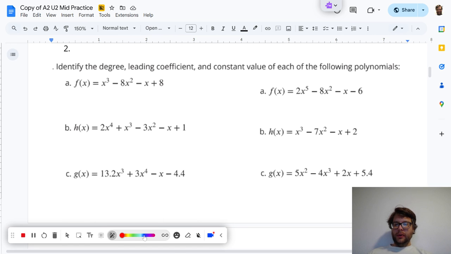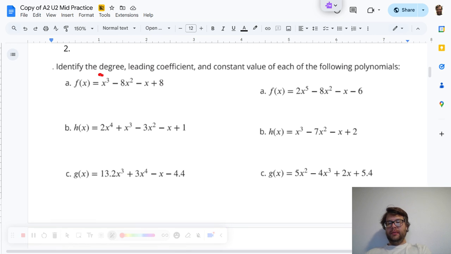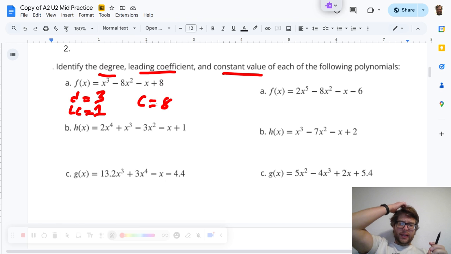All right, we'll go through this kind of quickly. We've got three things we're identifying: degree, leading coefficient, and constant value. So here, the degree is 3. The leading coefficient is 1. The constant is 8. You might not see the leading coefficient, but it's the number in front of the highest power. The highest powered term is x cubed, so you can imagine 1x cubed.